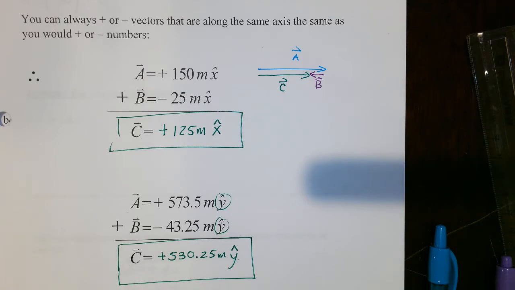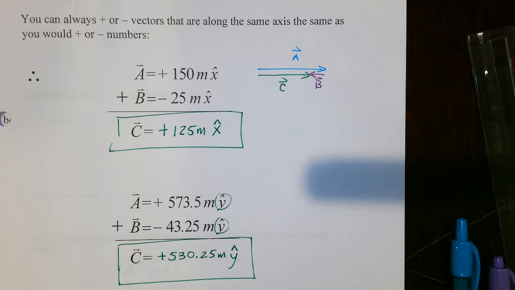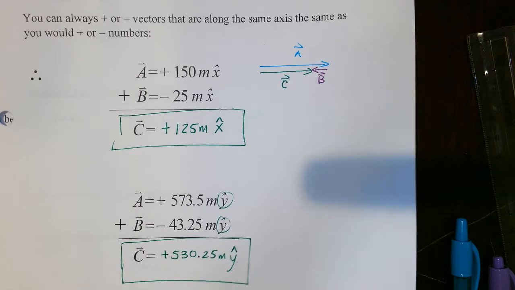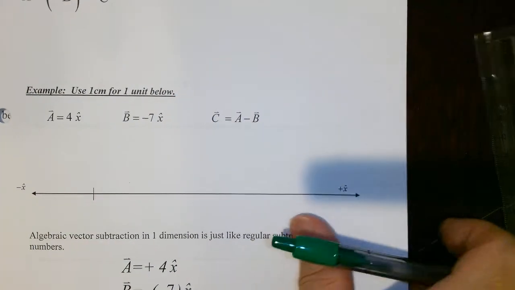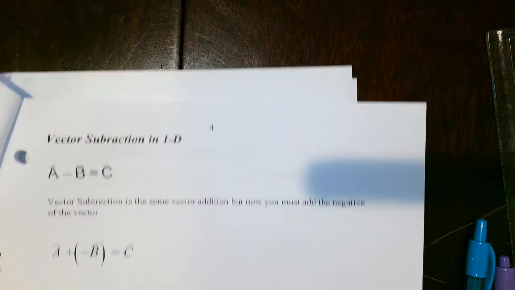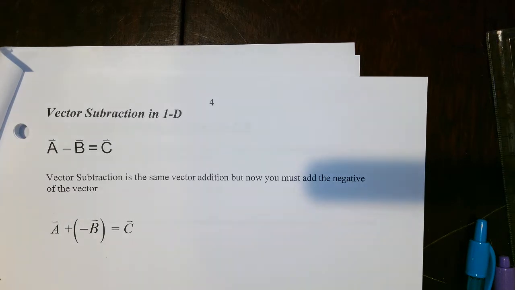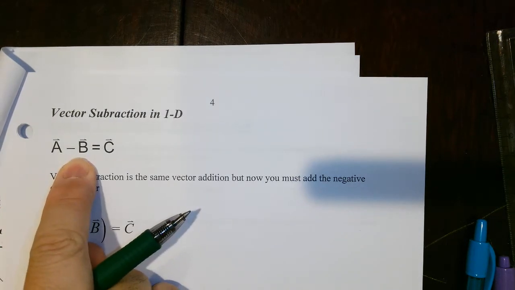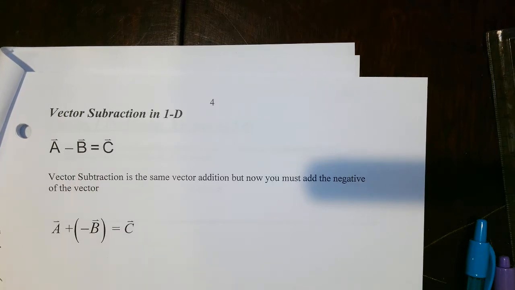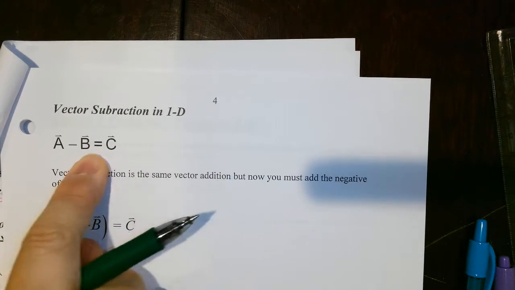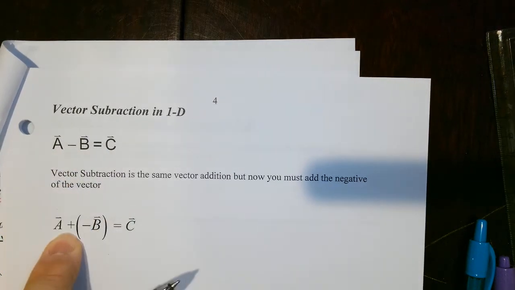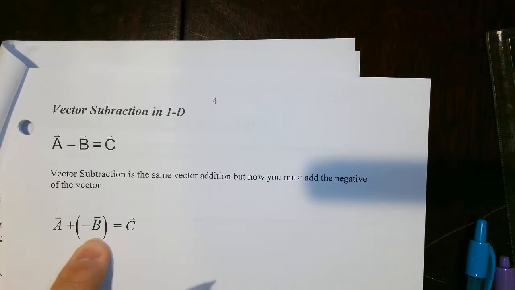Well, if you could add vectors, I'm sure you can subtract vectors, right? If you could add vectors, you can definitely subtract vectors. So here, when I subtract vectors in one dimension, A vector minus B vector is equal to C vector, that's very similar to saying A vector plus negative B vector. But how do I negative a B vector?